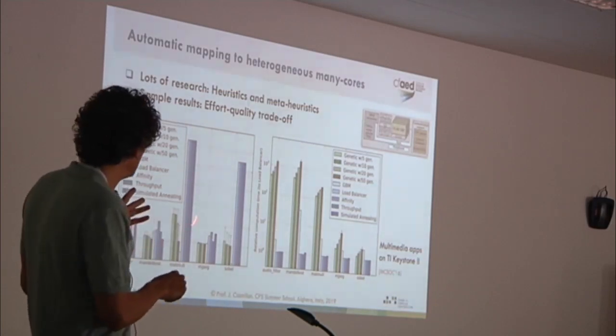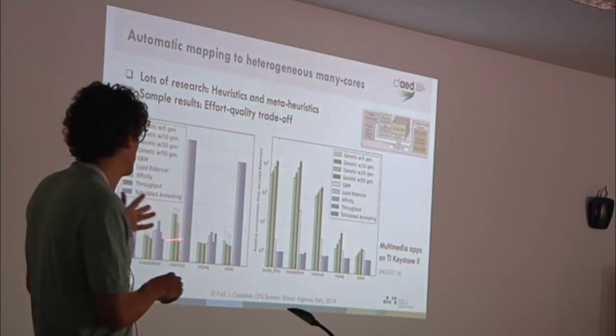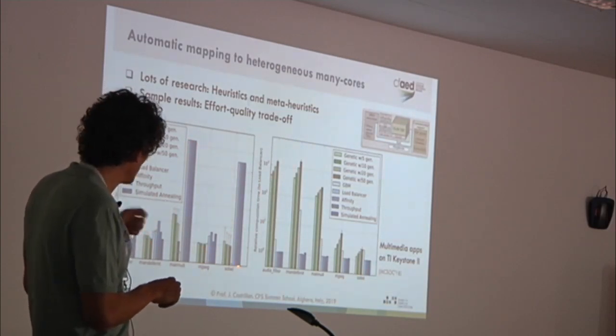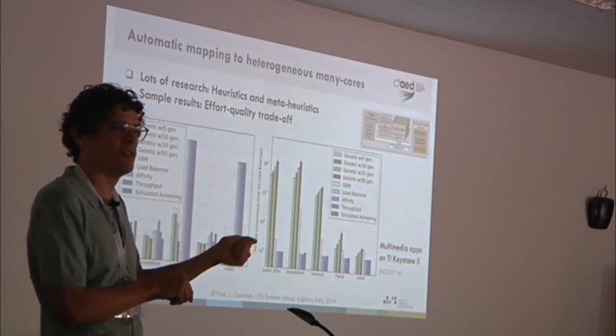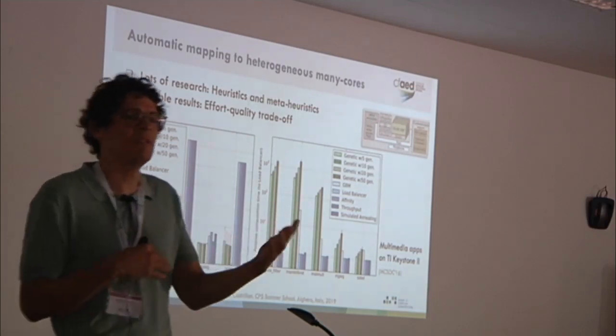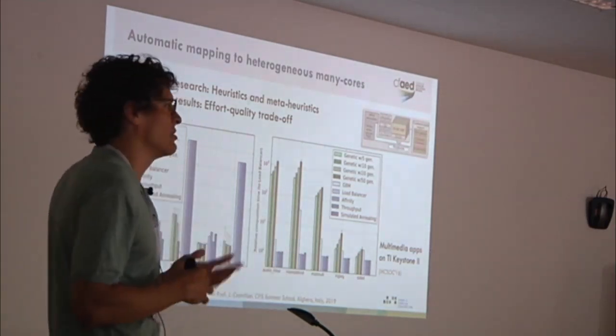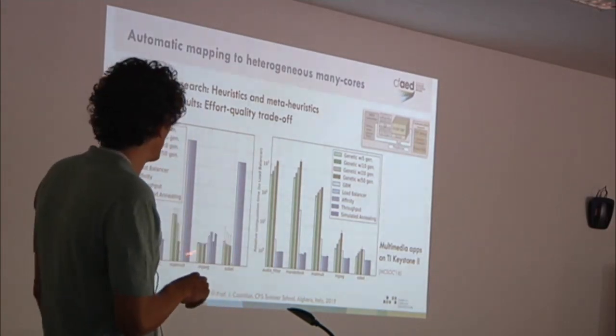So here you basically see that for some applications, heuristics are really bad and genetic algorithms are quite good. And for some heuristics, like this one over here, is really, really good in getting a good solution very quickly. So this is a plot comparing how good you do with metaheuristics, and how good you do with some simpler and faster heuristics.